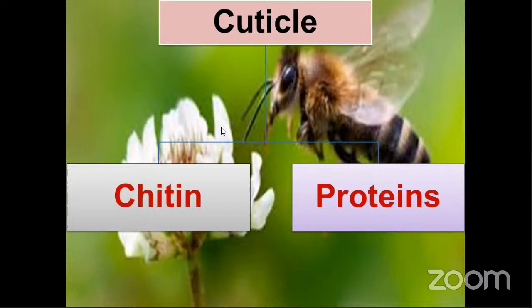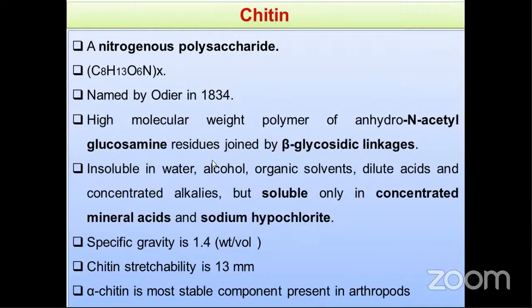Okay, next, characters of the cuticle. It consists of two major components, chitin and protein. First we will discuss chitin. It's a nitrogenous polysaccharide. But in the case of the basement membrane, glycosaminoglycans are disaccharides. Chitin is a nitrogenous polysaccharide.